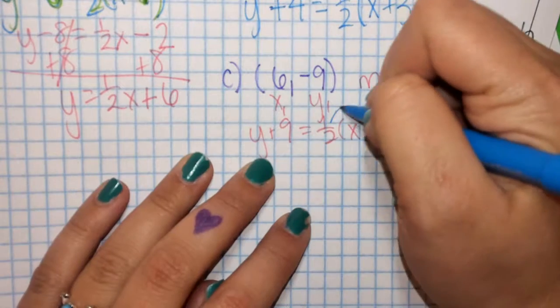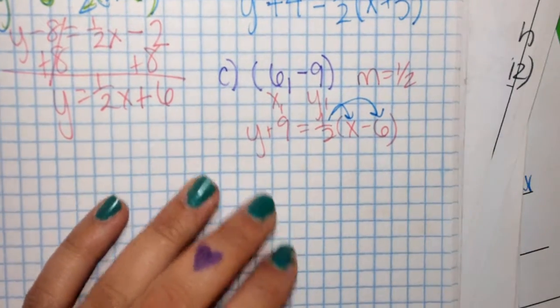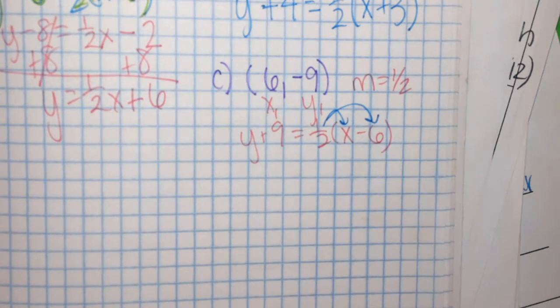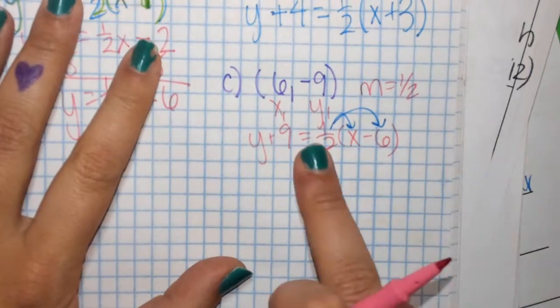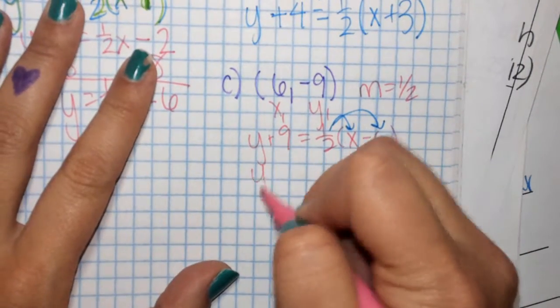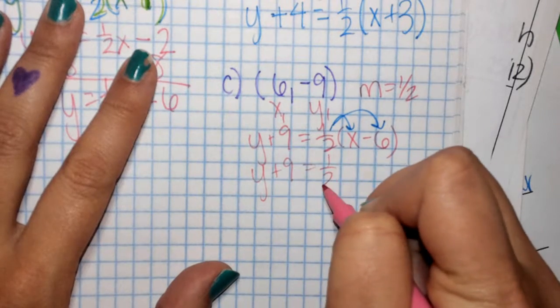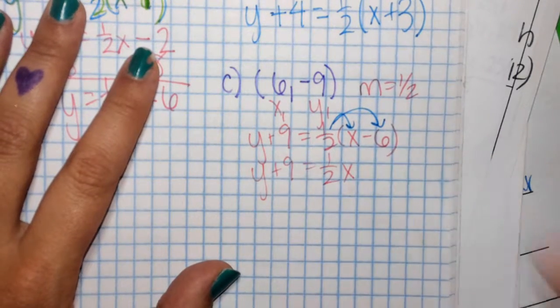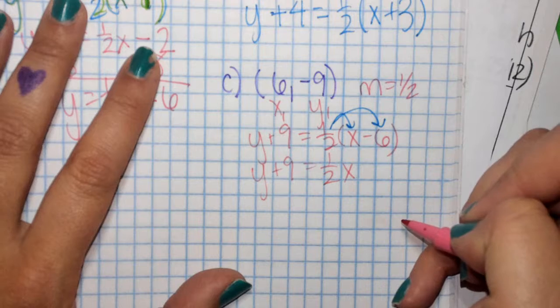Gracias. I did it a different way. He did it wrong. Ignore him. But I still got it right. No, Tater. I told you. You have to distribute. So that gives us y plus 9 equals 1/2 x plus 3. Minus 3. Minus 3.